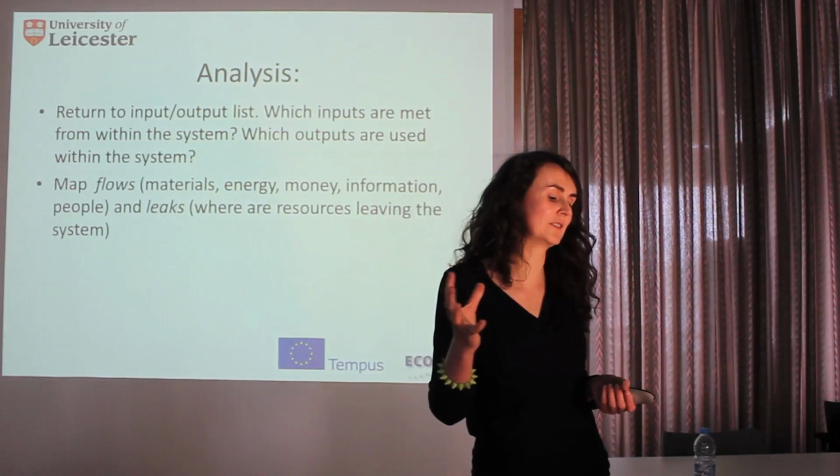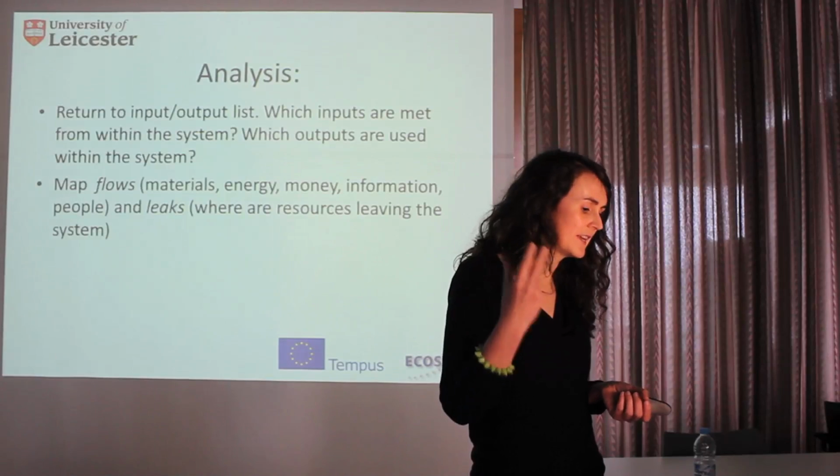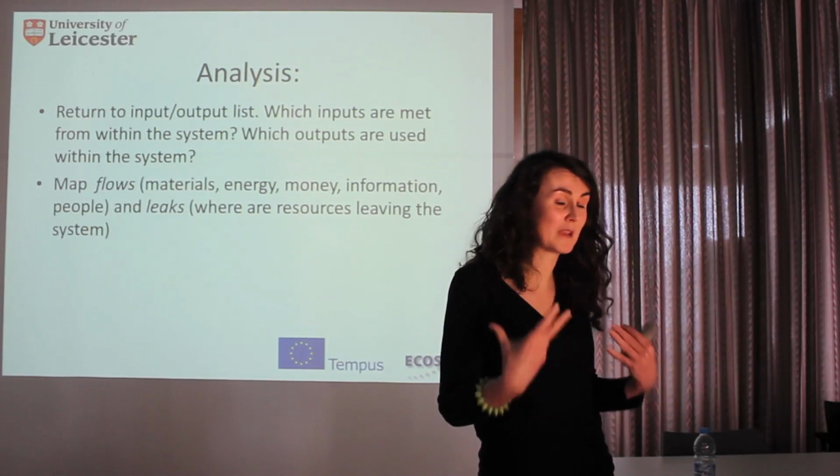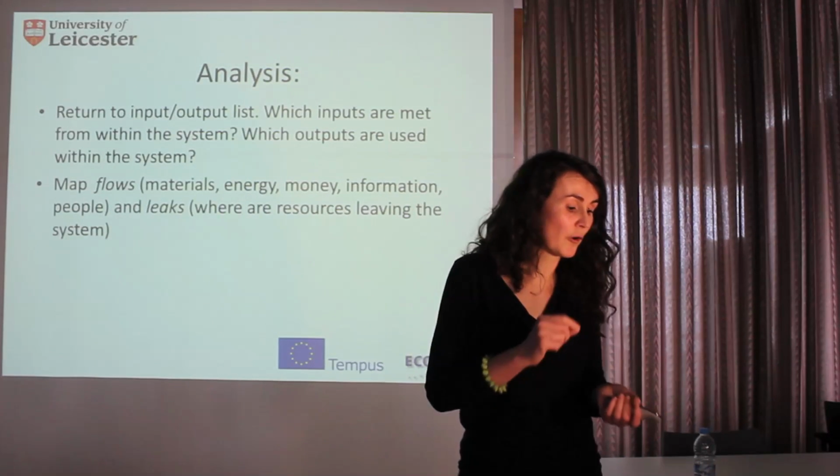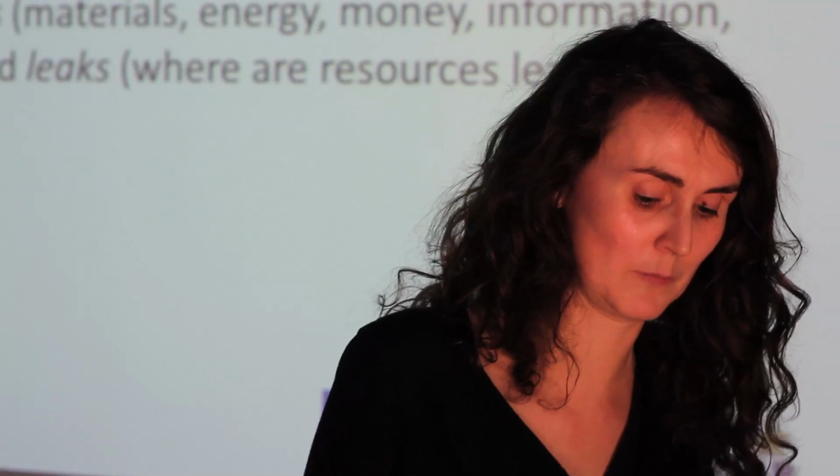What are the key flows in terms of materials, energy, money, information, people, whatever it might be, and what are the leaks? Where are resources leaving the system? What are the key losses that you see in the system, and what are the gaps?